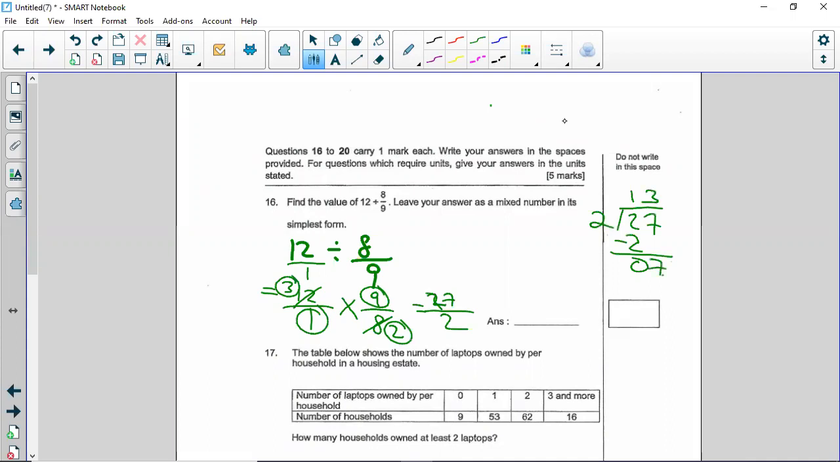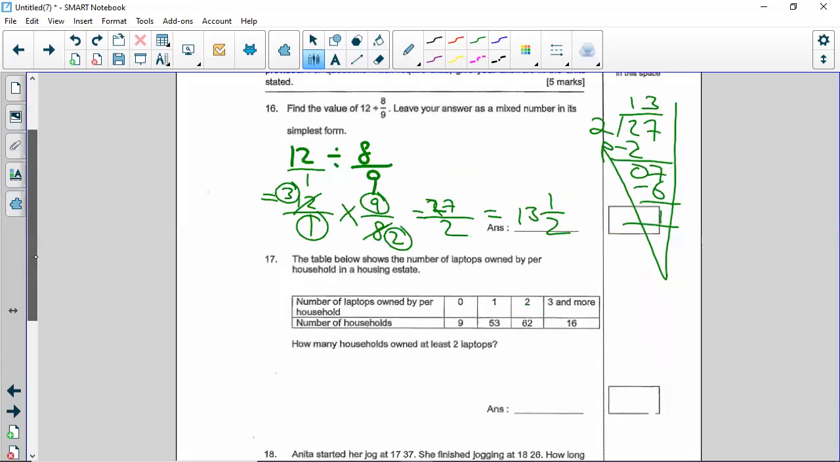And then 13 times 2, you get 26 and remainder 1. So your mixed number is 13 and 1 over 2. Okay? So mixed number 13 and 1 over 2. And also check to make sure it's the simplest form. Got it? Clear? Okay, question 17.